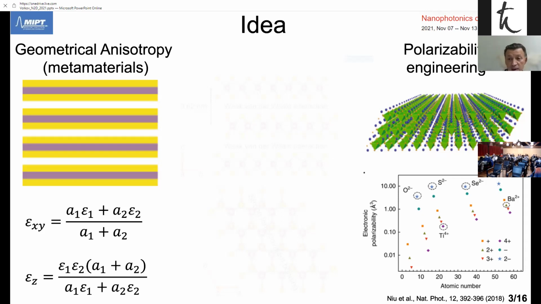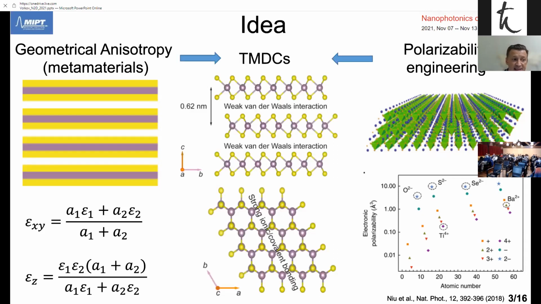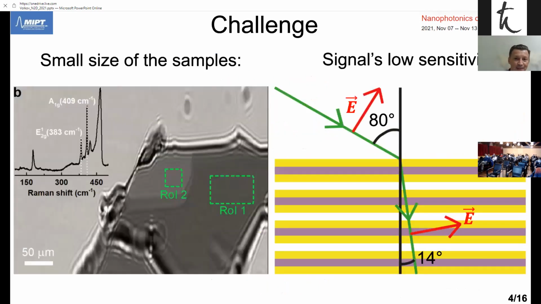Out of that, one of the best candidates for this role is the recently raised family of so-called TMDC materials. They indeed satisfy both criteria. Their van der Waals nature gives rise to geometrical anisotropy, and their ionic polarizability is one of the highest among available ones. Now we know which materials to look for.